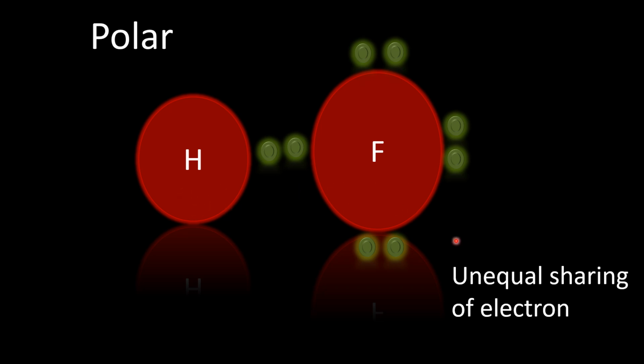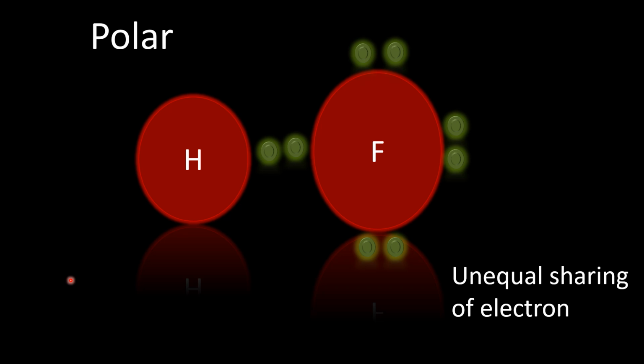The electronegativity difference is more than 1.5. So it's a polar molecule, and the electron density, the electron cloud, is more toward the fluorine as compared to the hydrogen. So we can say that there is uneven sharing of electrons. It's not equal sharing. That is, the electron cloud is more toward the fluorine. It's unequal sharing of electrons.